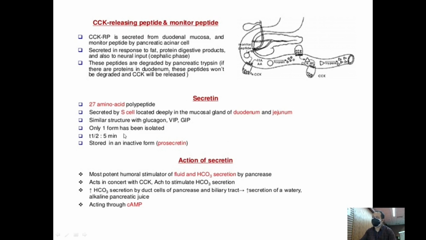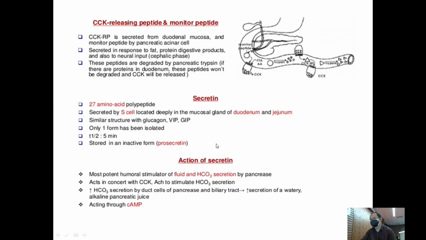The first hormones to have been discovered and isolated. Okay, and it's usually stored in an inactive form as prosecretin. Then only when it's released into the intestine does it become activated into secretin. So what stimulates this?